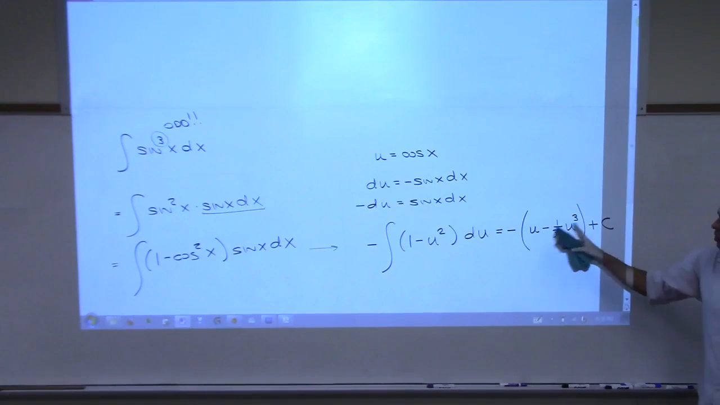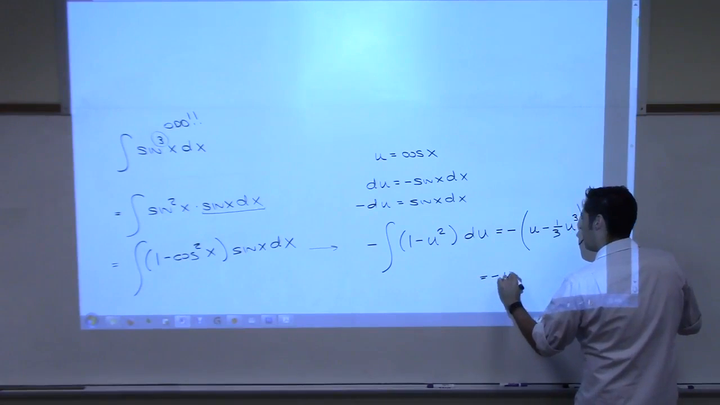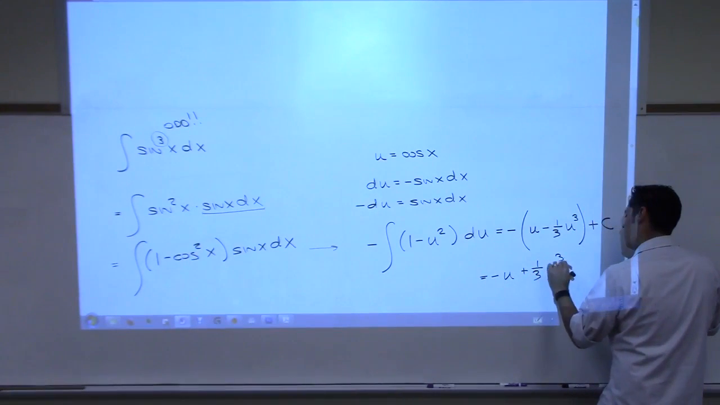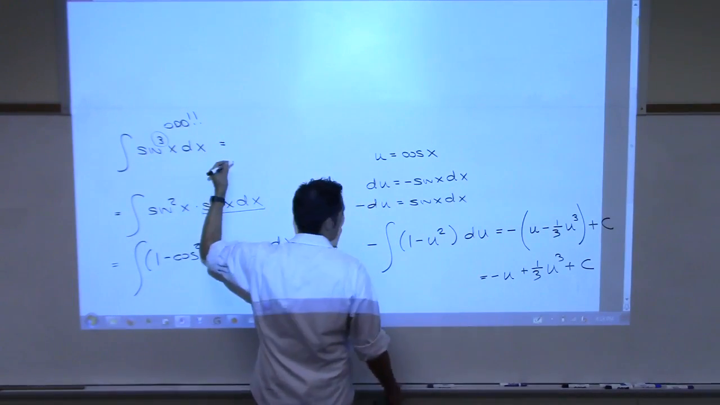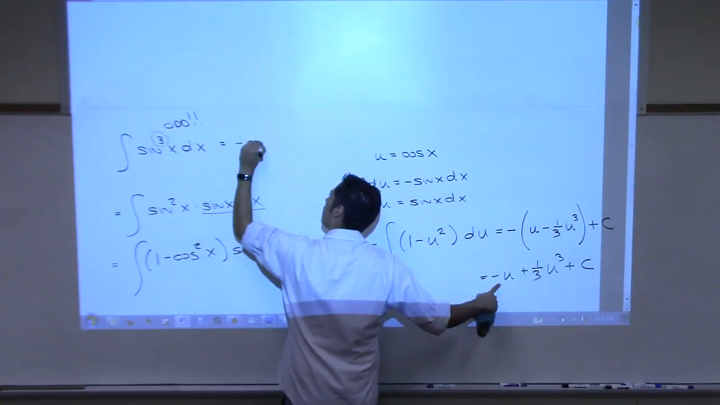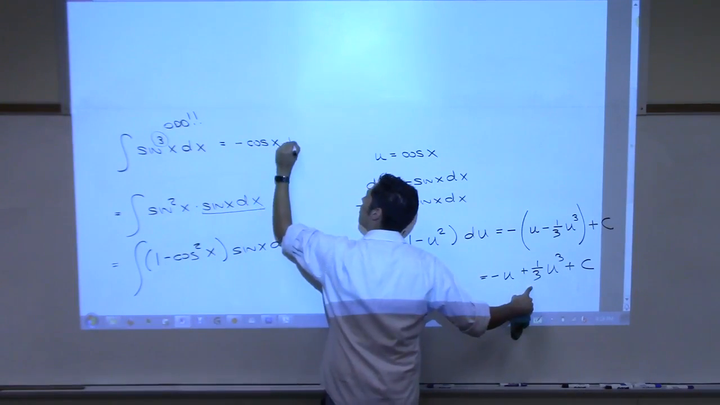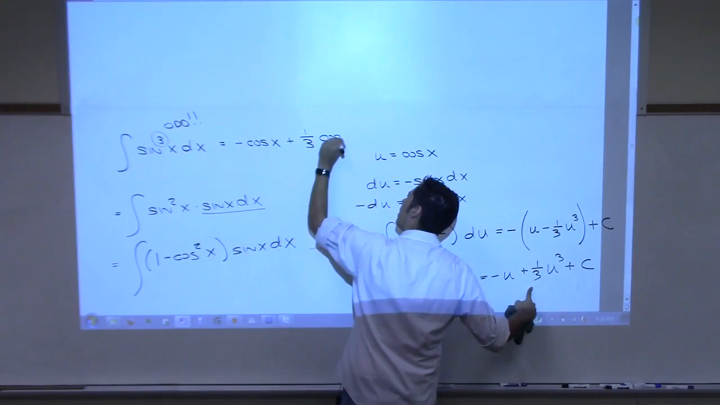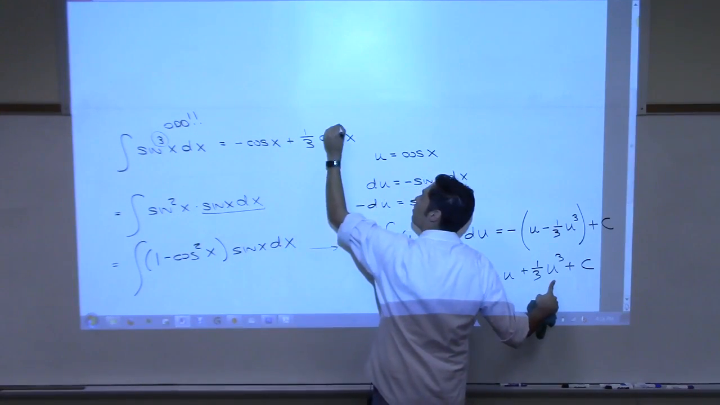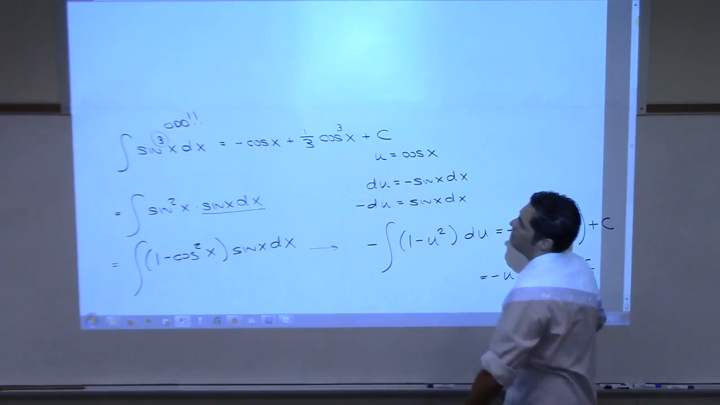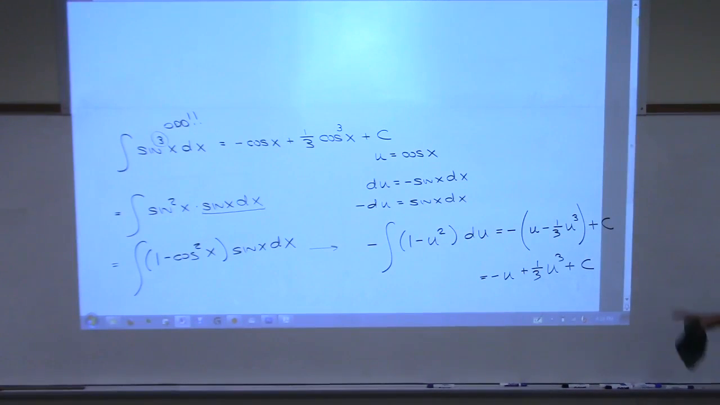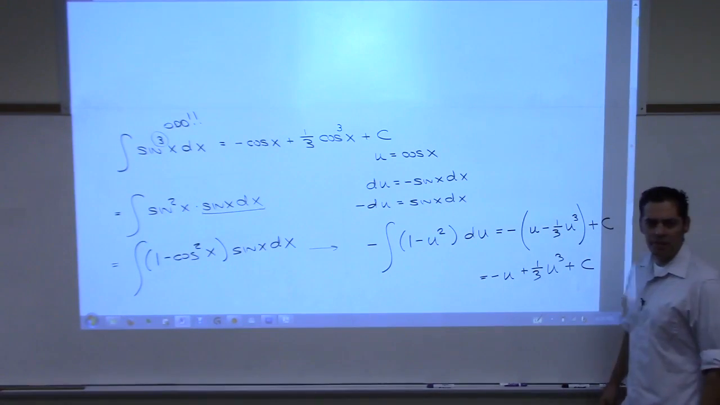Let's distribute the negative through. And finally, replace u with cosine x. So my final answer, I'll put it up here next to this. My final answer would be negative cosine x plus 1/3 cosine x cubed, right? So I put that little 3 right here to let everyone know I'm cubing that, and then plus c. I claim that if we differentiate that, we will get sine cubed x.